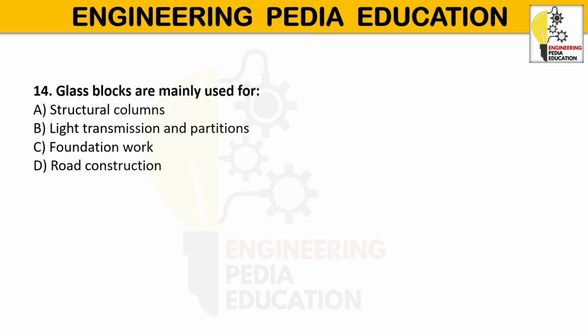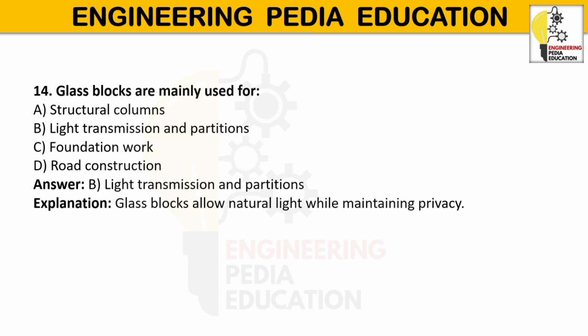Glass blocks are mainly used for structural columns, light transmission and partitions, foundation work, or road construction? The correct answer is light transmission and partitions. Glass blocks allow natural light while maintaining privacy. Glass blocks are also called glass bricks, hollow building units made from glass. They are designed to allow natural light to pass through while maintaining privacy and providing an attractive appearance.